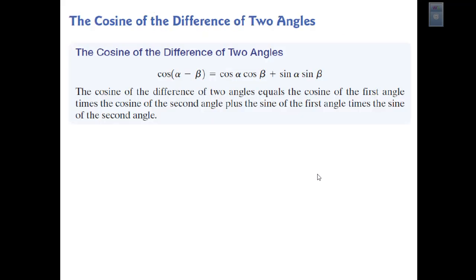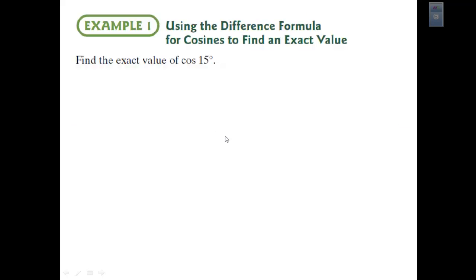All right, so we're going to start off with the cosine of the difference of two angles, alpha minus beta. So the cosine of alpha minus beta equals cosine alpha times cosine beta plus sine alpha times sine beta. And that's all there is to it. You just plug in what you know, and this side is going to be used to calculate what you're trying to find over here. The best way to do this is just to do an example.